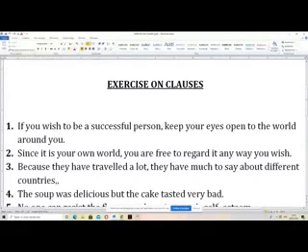Can I do it, Professor? Yes. Always try to introduce your names. My name is Munir Al-Malki. If you wish to be a successful person, keep your eyes open to the world around you. The clause is "if you wish to be a successful person." It is an adverbial clause. It modifies the verb keep.